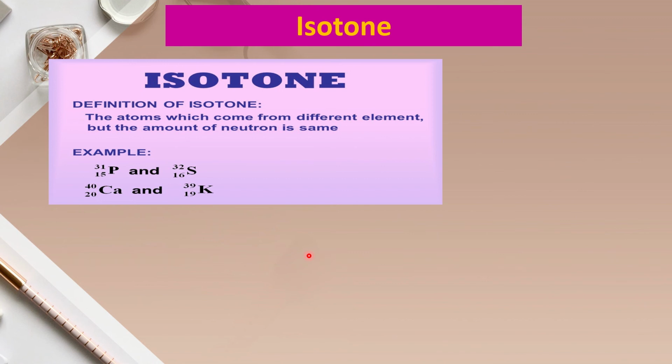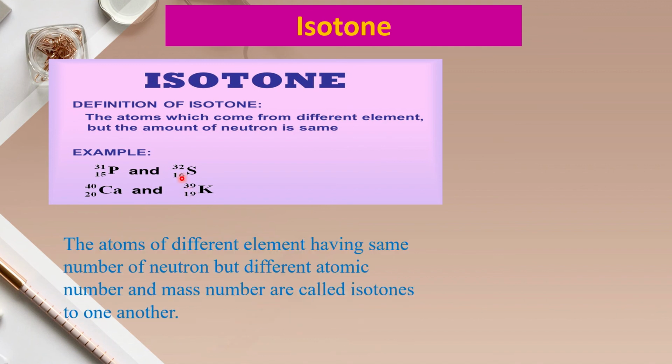Isotone. Their atomic numbers are different and their mass numbers are also different. But if their neutron number is the same, then they are isotones to one another. Look, this phosphorus and sulfur: their atomic numbers are 15 and 16 and their mass numbers are 31 and 32, but both have 16 neutrons, so they are isotones. Here also calcium 40, potassium 40. Their neutrons are 20, so they are isotones to one another.